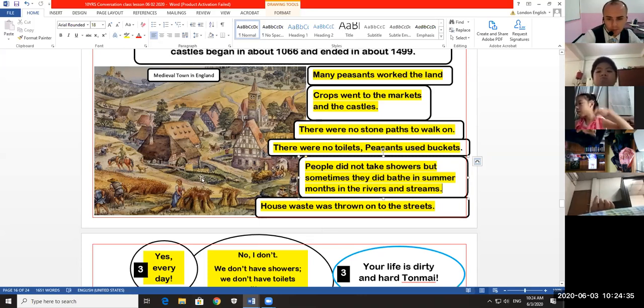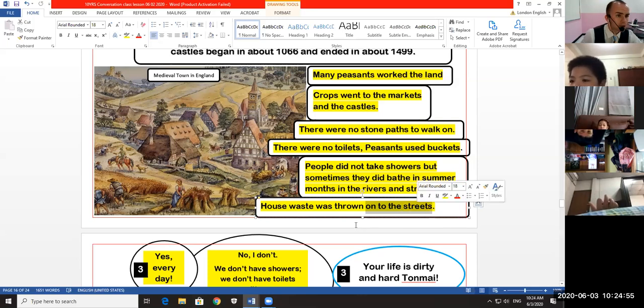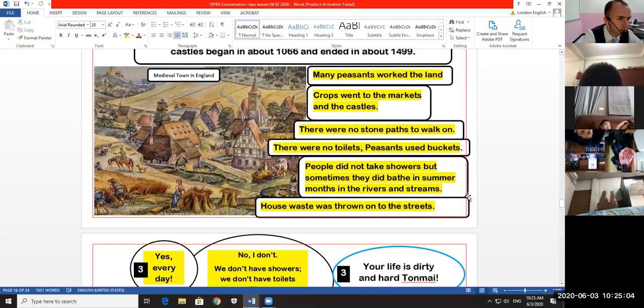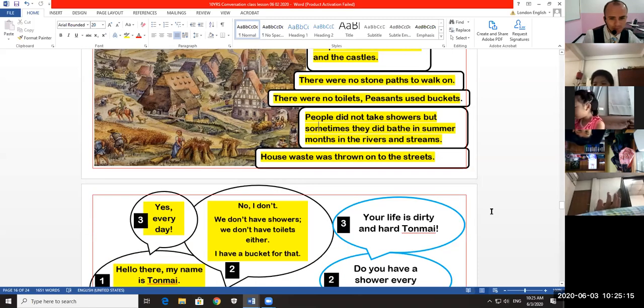Okay, so where did people throw their rubbish or their waste? Where did they throw it? Onto the street. Yeah, onto the street. So they just threw their rubbish onto the streets. You can't really understand what they threw onto the streets. If I actually said what they threw onto the streets, you would think you wouldn't want to live at that time, okay?